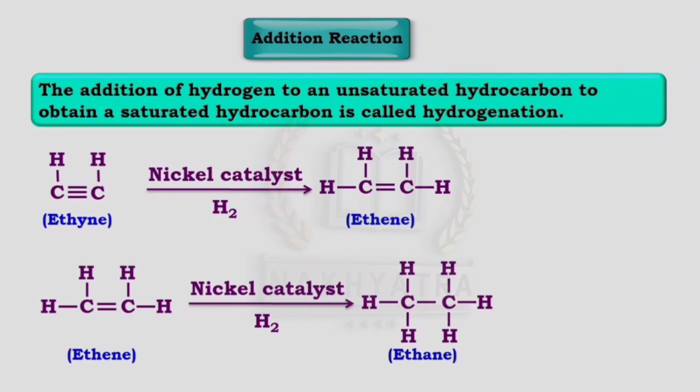Alright, so the addition of hydrogen to an unsaturated hydrocarbon to obtain a saturated hydrocarbon is called hydrogenation. So write down the definition for hydrogenation. Where there is addition of hydrogen to an unsaturated hydrocarbon to obtain a saturated hydrocarbon, it is called hydrogenation. Is that clear everyone? This is also an example given here, so all of you note it down.